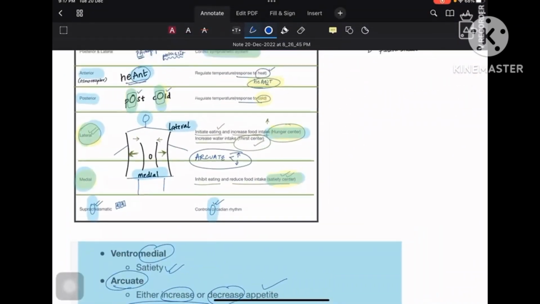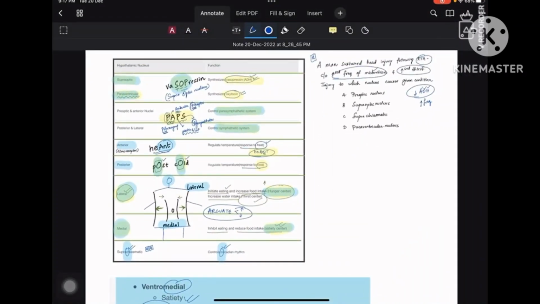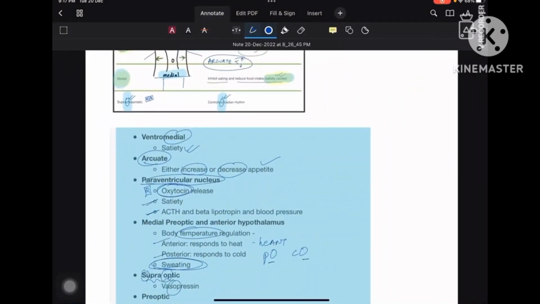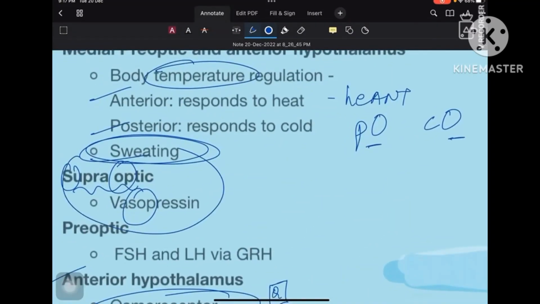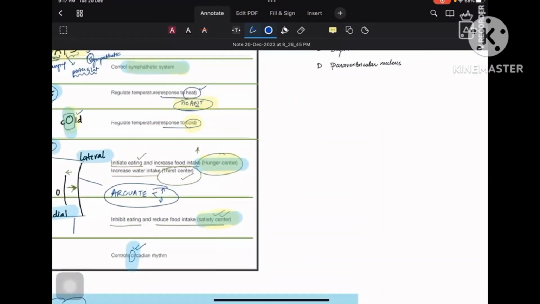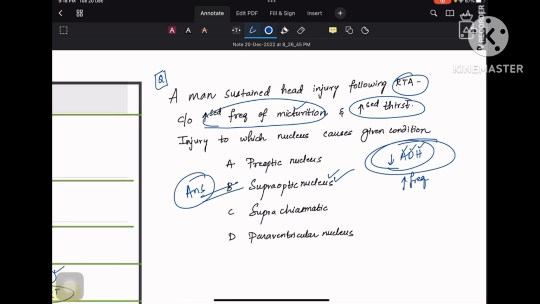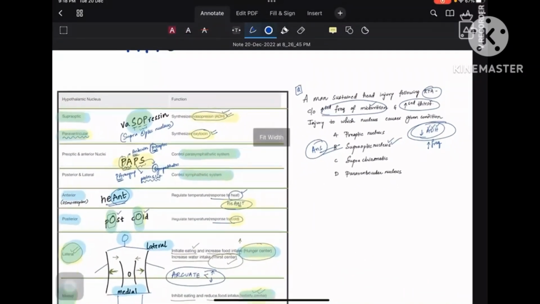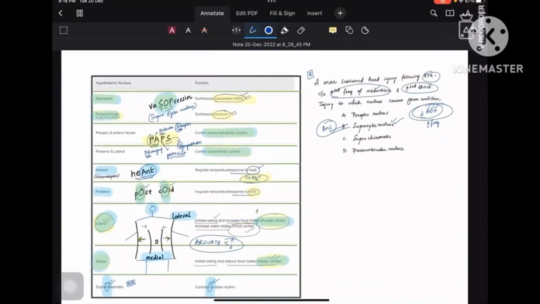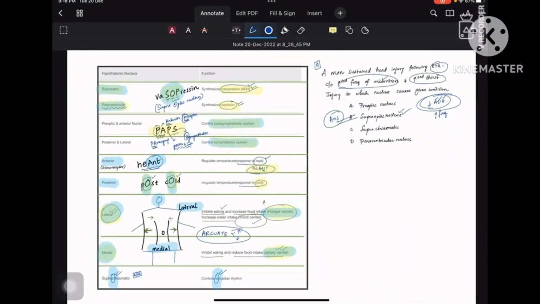Once look at here. So yeah, supraoptic nucleus is vasopressin, right? So here, since the deficit is because of decreased ADH, that means it is the damage to supraoptic nucleus. So your answer will be B here, that is supraoptic nucleus damage causes increased frequency of micturition and increased thirst. So here's how the questions are asked. They are clinically correlated, and they expect you to know the function of the basic important nuclei of the hypothalamus.